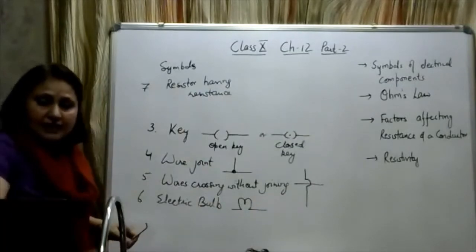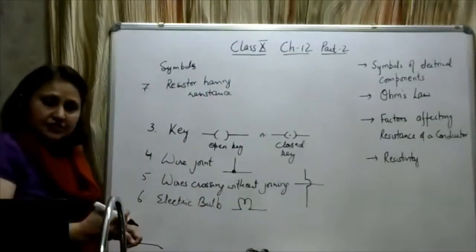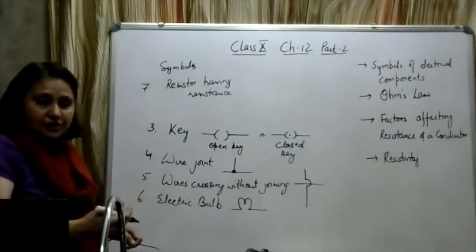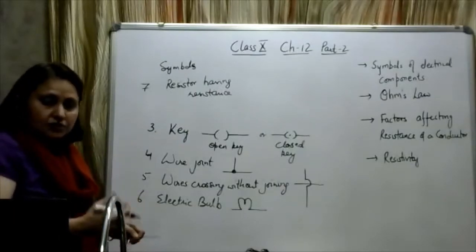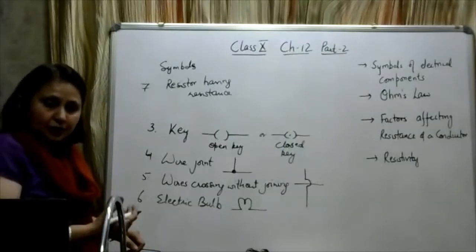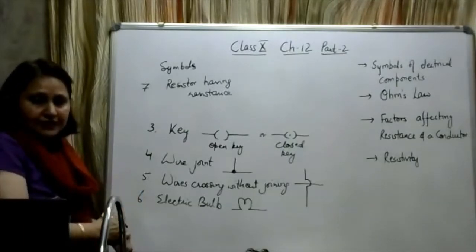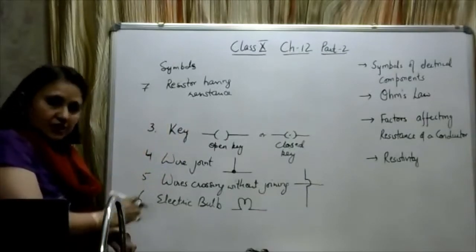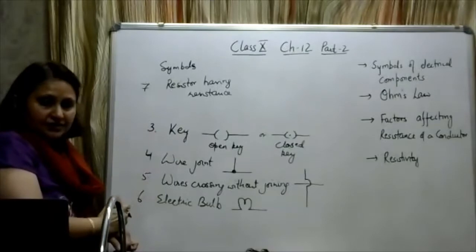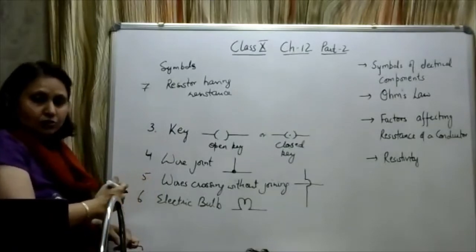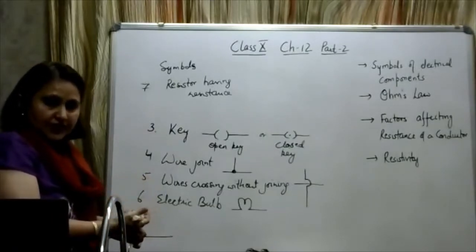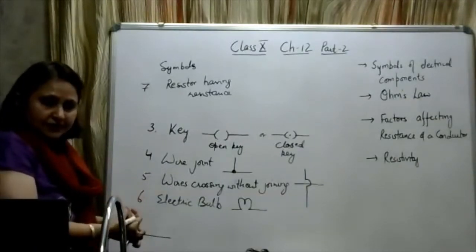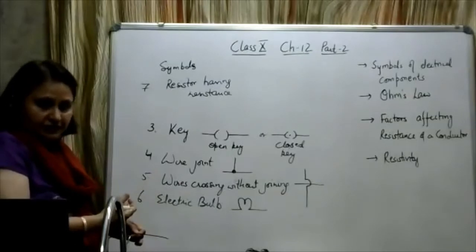Next is the resistor, having a resistance. Resistance means resisting something. What is it resisting? Opposition to the flow of electric current. Any conducting wire has a property to oppose the flow of the electric current. This property of the conductor we call resistance. So electrical resistance means the opposition to the flow of charges, or the opposition to the flow of the electric current. All conductors have some resistance, some more, some less.